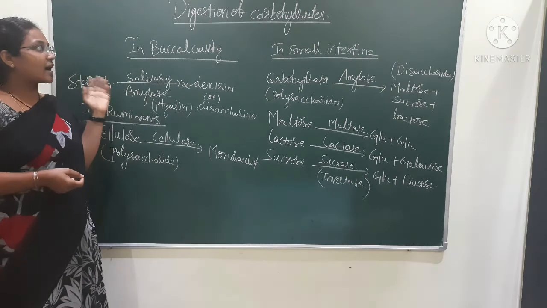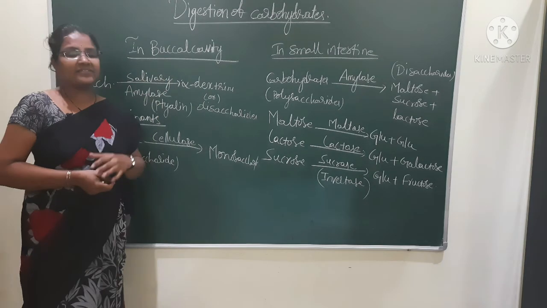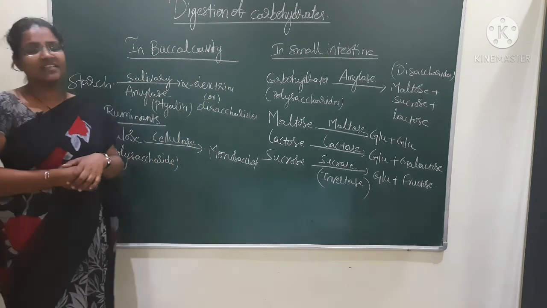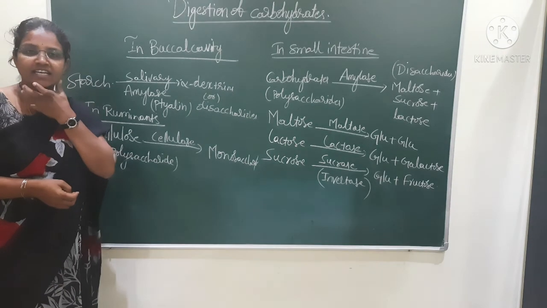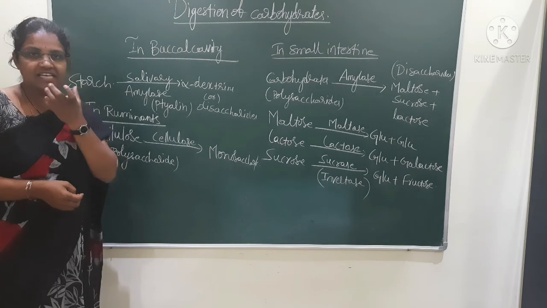Here, the digestion of carbohydrates takes place in the buccal cavity as well as in the small intestine. The buccal cavity is nothing but the place where the tongue and the teeth are located; that is considered the buccal cavity.